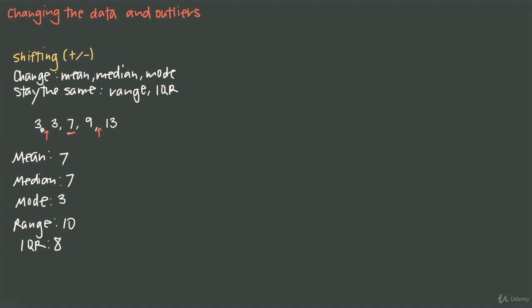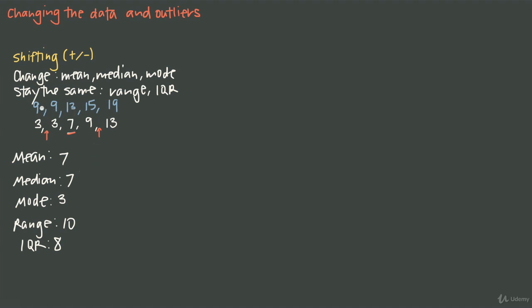So then my new data set will be this. 3 plus 6 is 9, 3 plus 6 is 9, 7 plus 6 is 13, 9 plus 6 is 15, and 13 plus 6 is 19. So I've shifted my entire data set by a positive constant, 6, and this is then my new data set. So if we calculate the same mean, median, mode, range, IQR for my new data set, here's what happens.